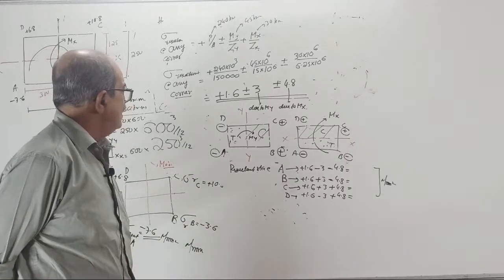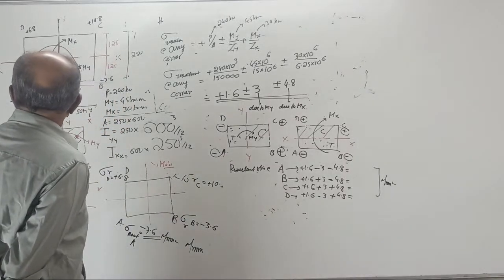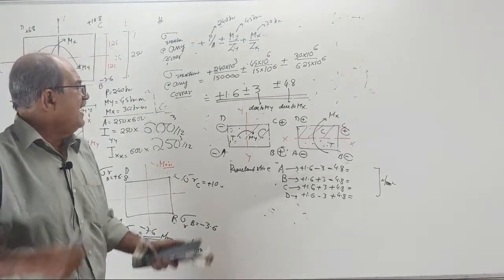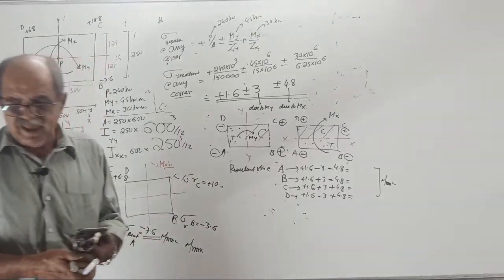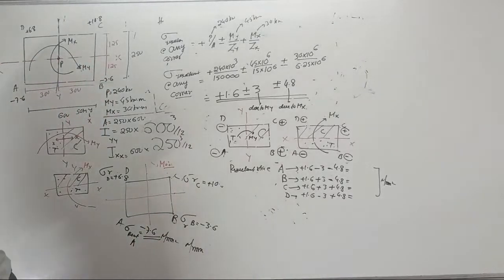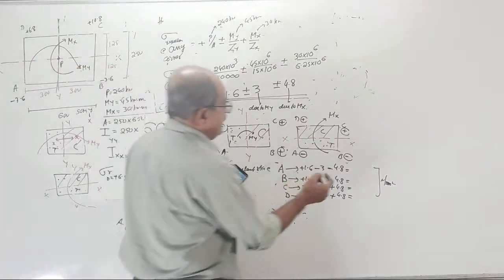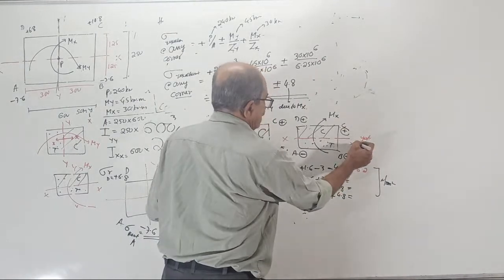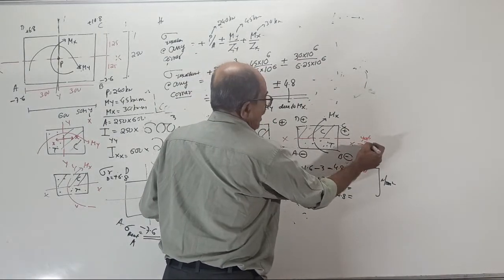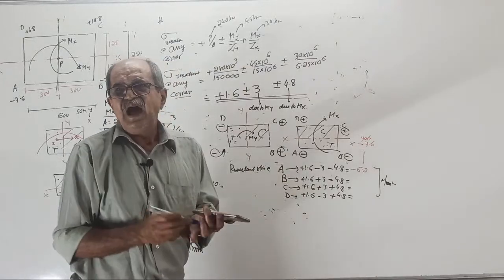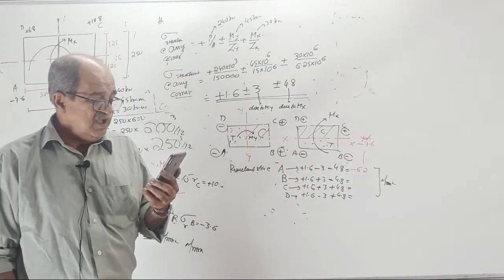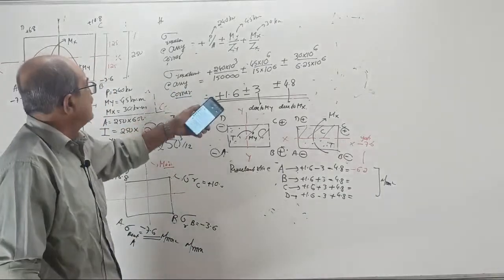Minus 6.2. Yesterday you got how much? Minus 7.6. How did you get minus 7.6 yesterday and minus 6.2 today? First clarify that one. Sorry, this is beyond the limit. You are telling minus 6.2. Yesterday's answer was minus 7.6. If such a thing happens, I am helpless. It will spoil my reputation.